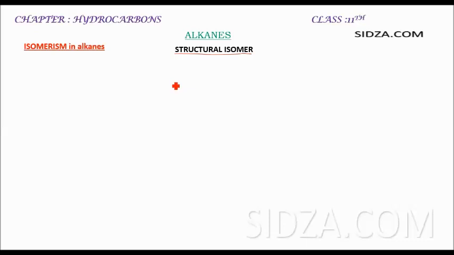Suppose we take the molecule like this: CH3, CH2 and CH3. This is propane. In this one there are three carbon atoms. If you look at the carbons here, this is the primary carbon, this one is the secondary carbon, and this one again is the primary carbon.